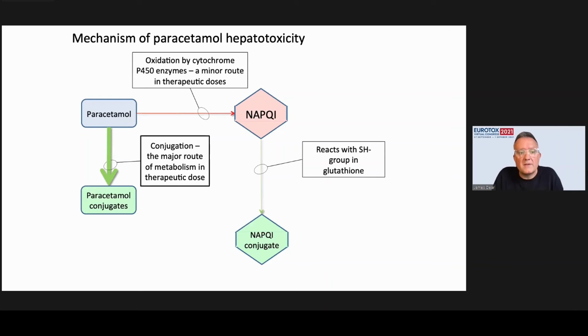So just to remind everybody about the mechanism of paracetamol toxicity: paracetamol in a therapeutic dose of 1 gram is safe. It's predominantly metabolized by conjugation and safely excreted. Even in a therapeutic dose, however, a small amount is metabolized by the P450 system to produce the toxic metabolite NAPQI. In a small amount, NAPQI is safely detoxified by cellular glutathione.